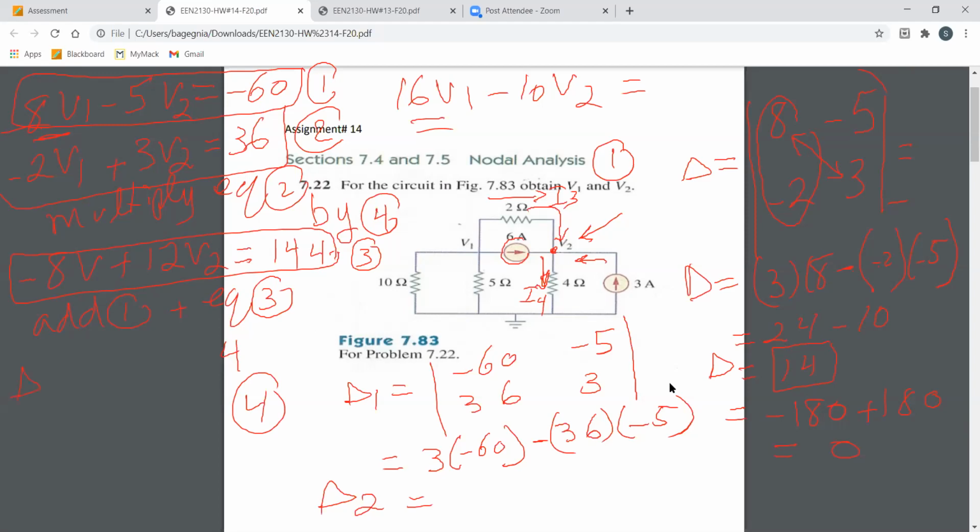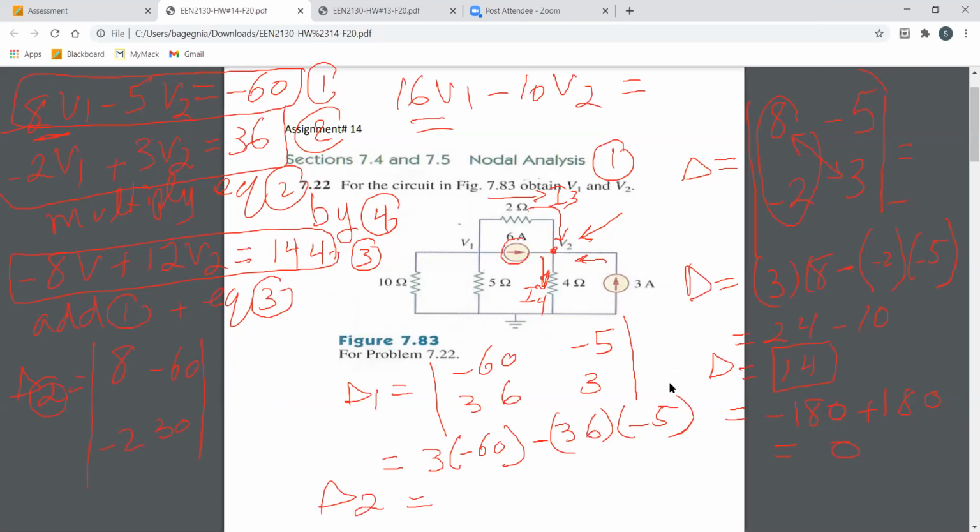So delta 2 would be, we keep the first column, 8 minus 2, and replace. So always here, here's how you understand why we replace column number 2. So delta 1, we replace column number 1. Delta 2, we replace column 2 by the right-hand side of the two equations. So that will be negative 60 and 36.